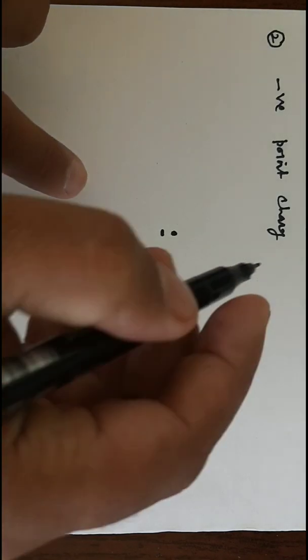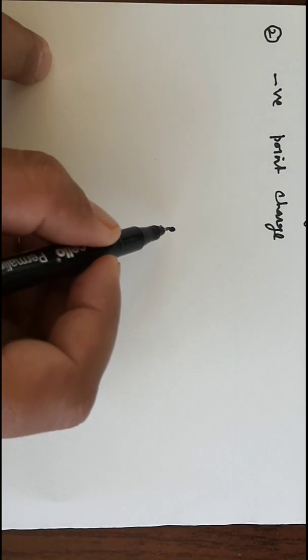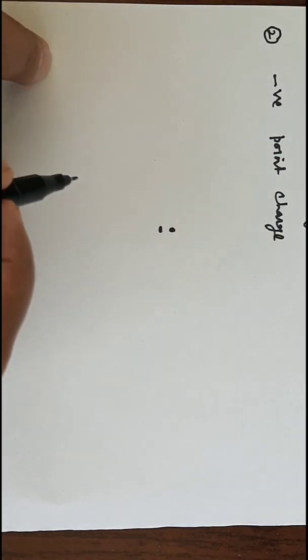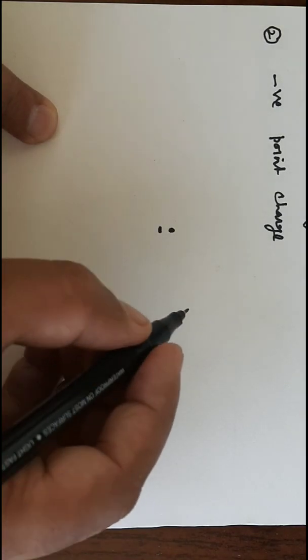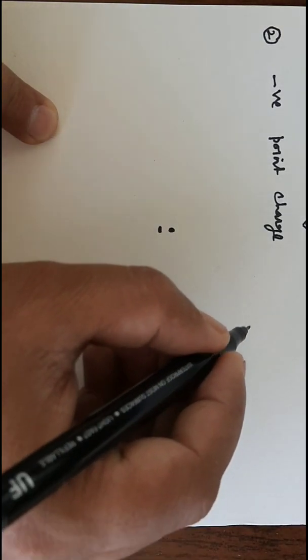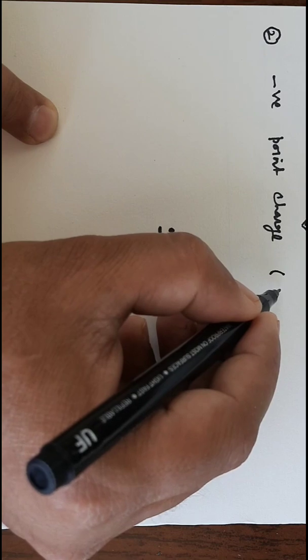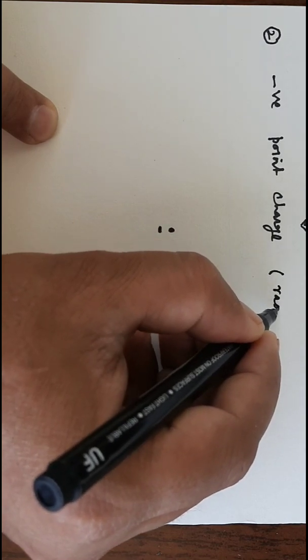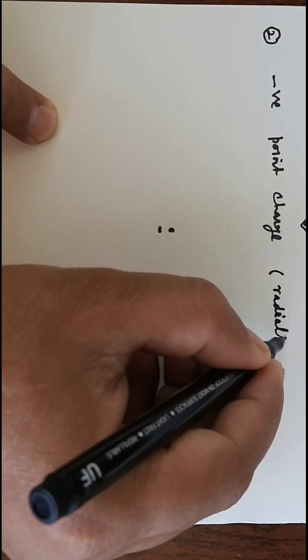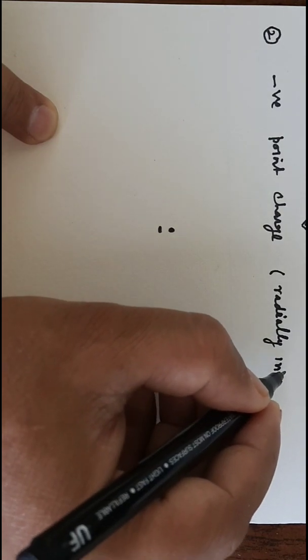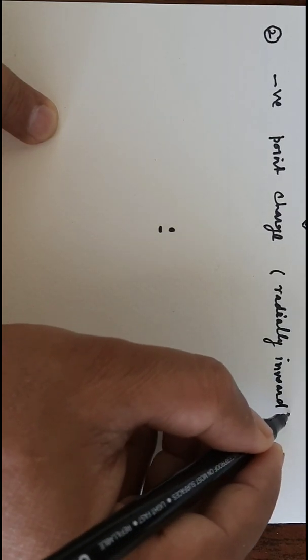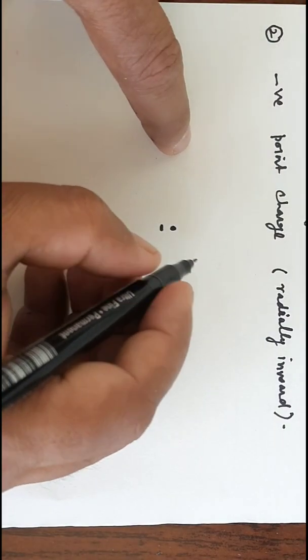The electric field lines for the negative point charge. Here I took a point charge which is -1. Now the electric field lines for this negative charge are radially inward, which can be drawn like this.